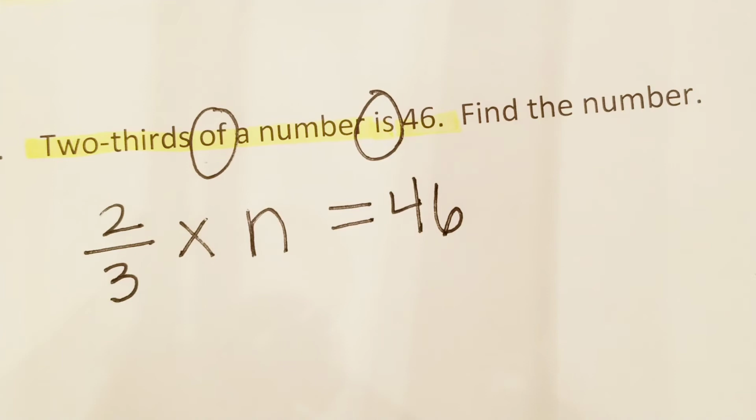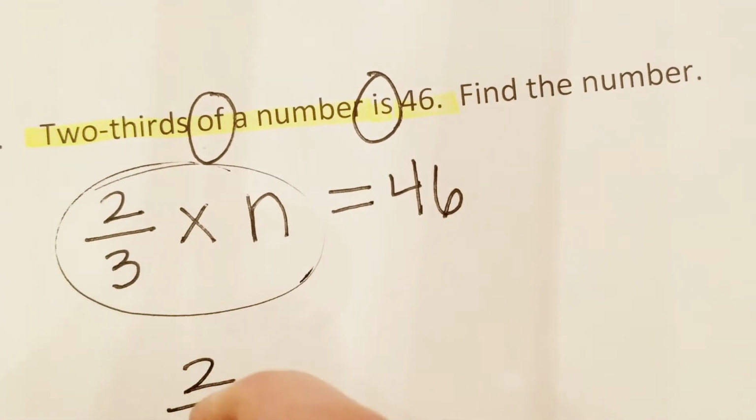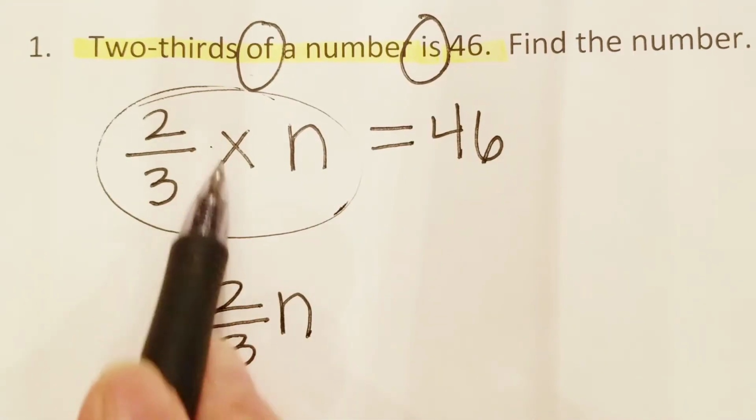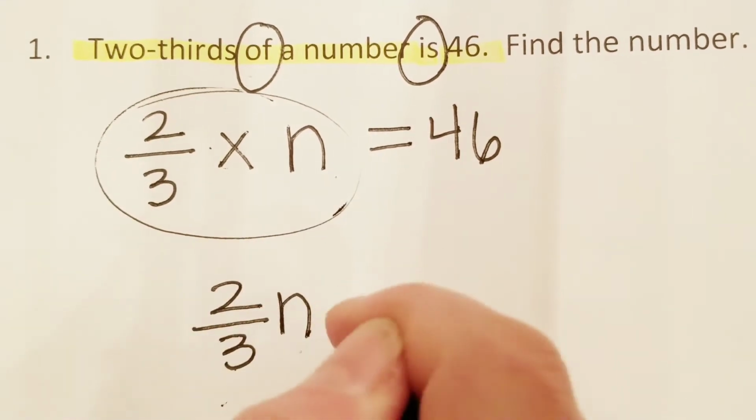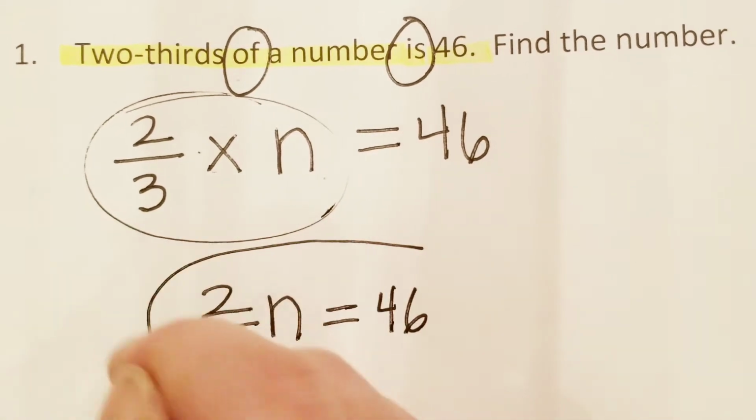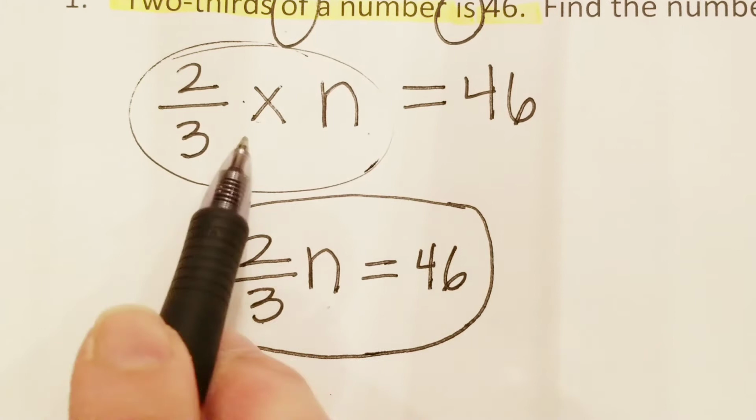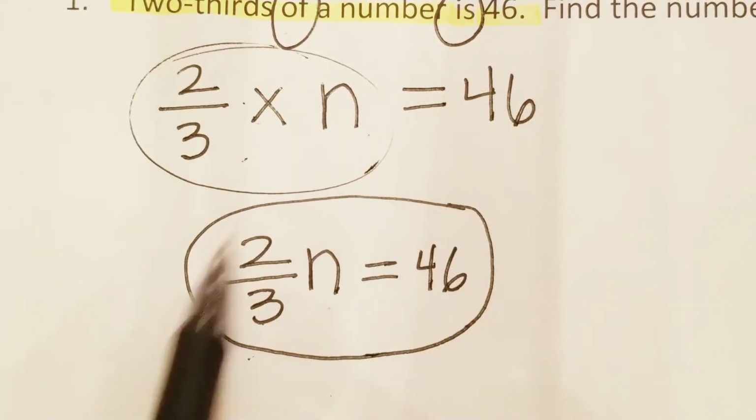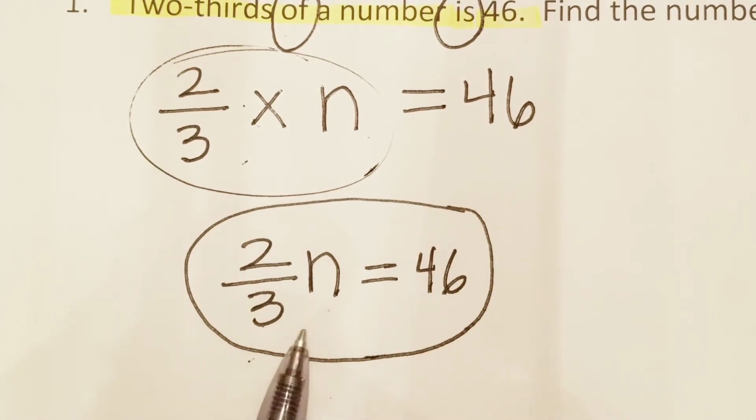So I will accept that as your answer. To be more proper though, you would just need to put 2/3 n, because this is the same thing. 2/3 times n, 2/3 times n equals 46. I would like you guys to start writing them like that and less like that. That's more elementary, but again, this is the same as this, so I will accept this as correct, but try to get in the habit of writing your equation like this.